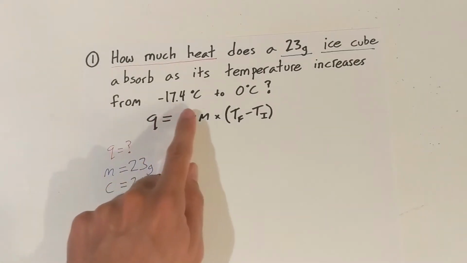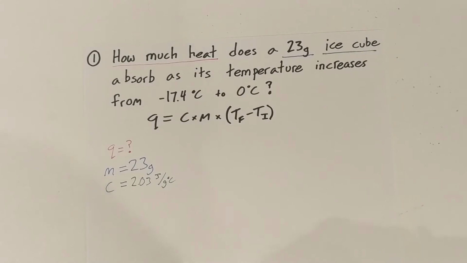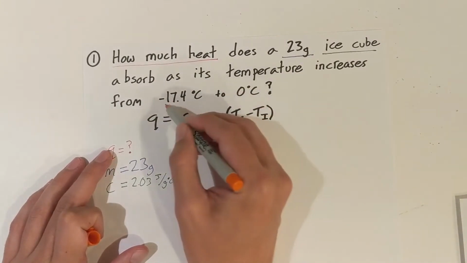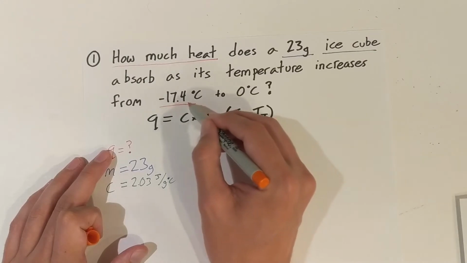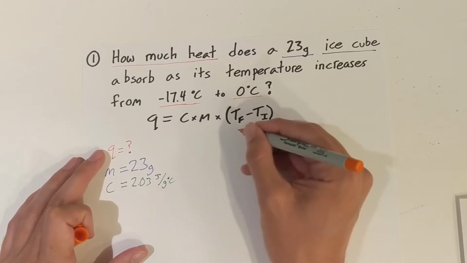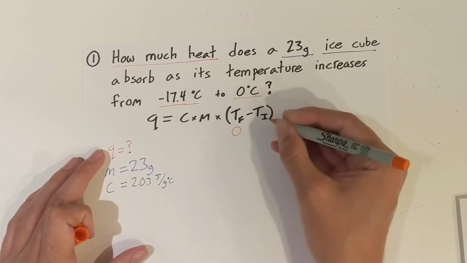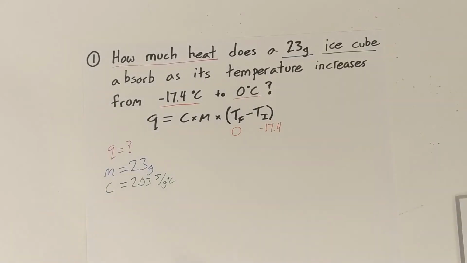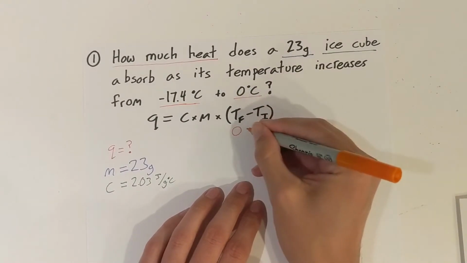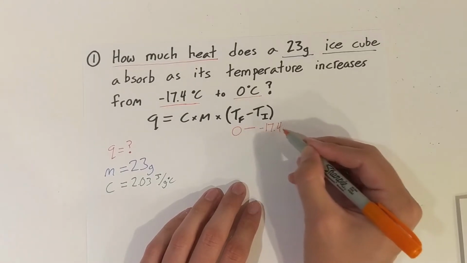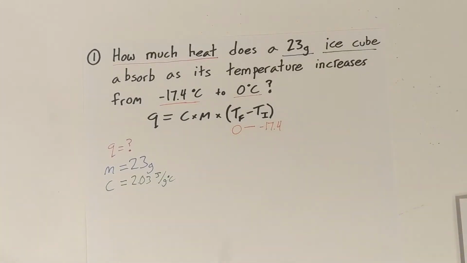And then we have our final temperature here. So we could say how much does it absorb as its temperature increases from negative 17.4 to 0. So our temperature final would be 0, and our temperature initial would be negative 17.4 Celsius. Note that this is a negative here. So when I'm doing the math, it'll be 0 minus negative 17.4. So it'll end up being a positive number.